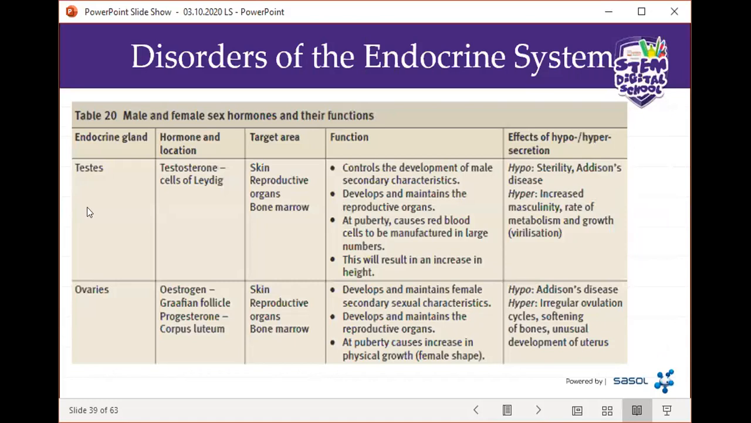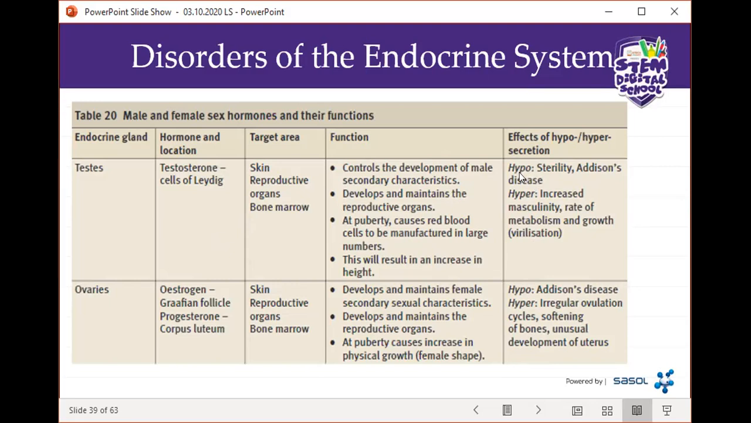Then we move on to the ovaries as well as testes associated disorders. This table 20 shows male and female sex hormones and their functions. We have already gone through the hormone and location. We've gone through the target area. We've also gone through the functions of the hormones. So now we're just going to look at the effects of hypo and hypersecretion.